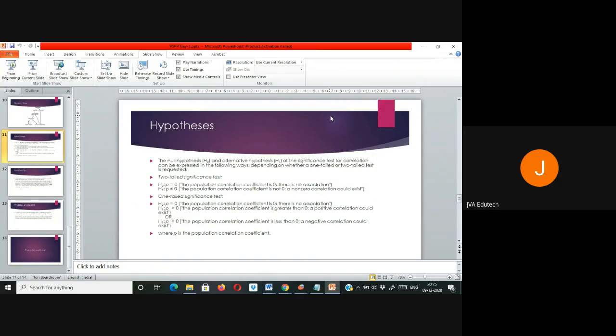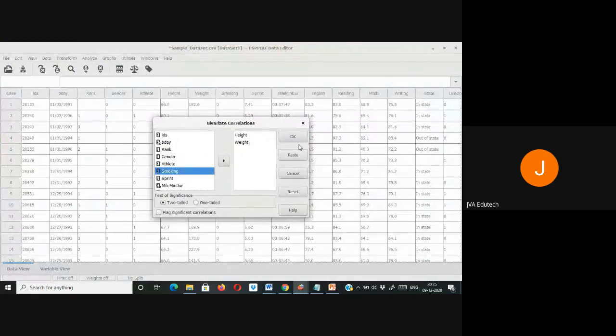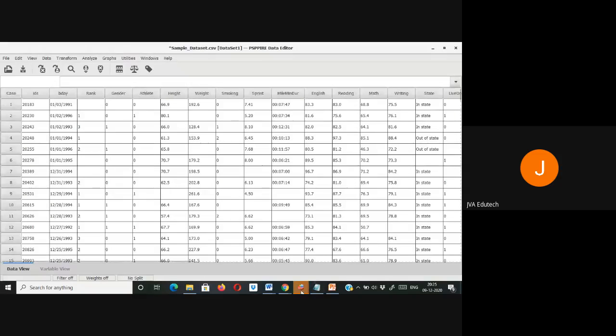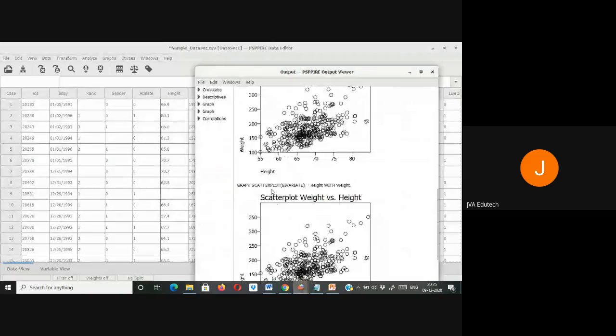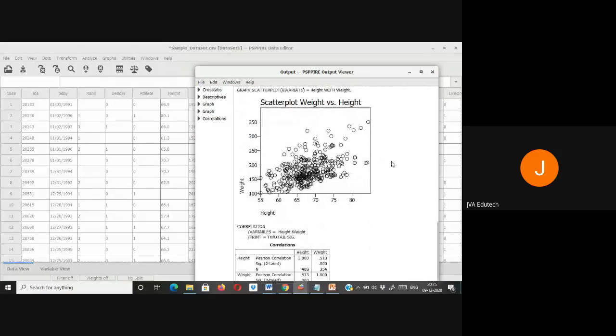It depends on you whether you want to go for a one-tailed test or a two-tailed test. In both cases, the way you define your hypothesis will differ. Though results won't differ, the hypothesis will differ. As of now, I am taking it two-tailed. By default, SPSS will take two-tailed.